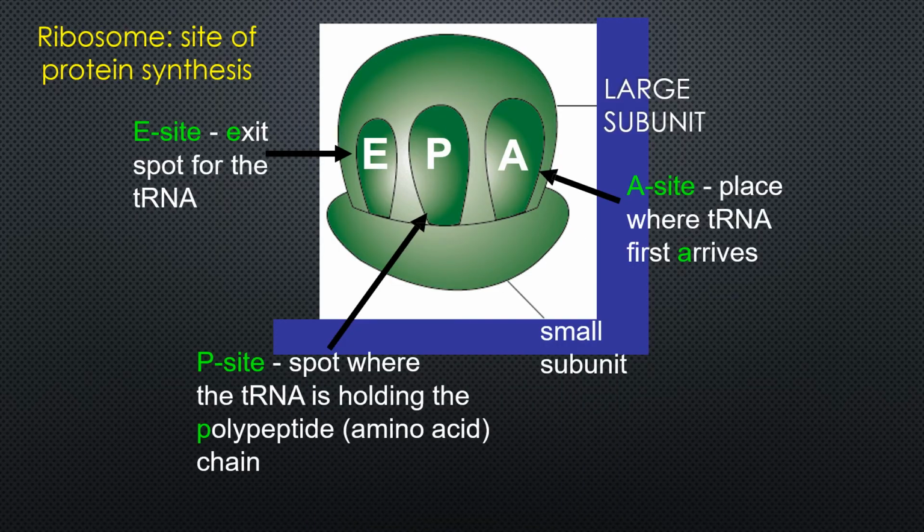Okay, so like we said, the ribosome comes in a large subunit and a small subunit. So let's start with our A site. Our A site on the large subunit is where the tRNA first arrives. So it first comes in, so you can use arrives for the A site. The P site is where the tRNA is holding the polypeptide, or the amino acid chain. And then the E is the exit spot for the tRNA. Okay, and this, of course, down here is where our messenger RNA is going to be. Hopefully that makes sense to you.